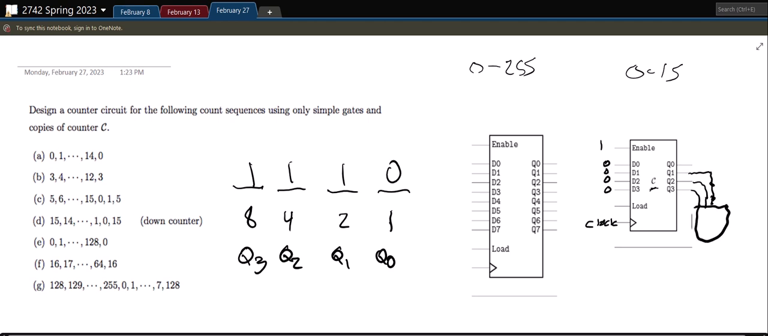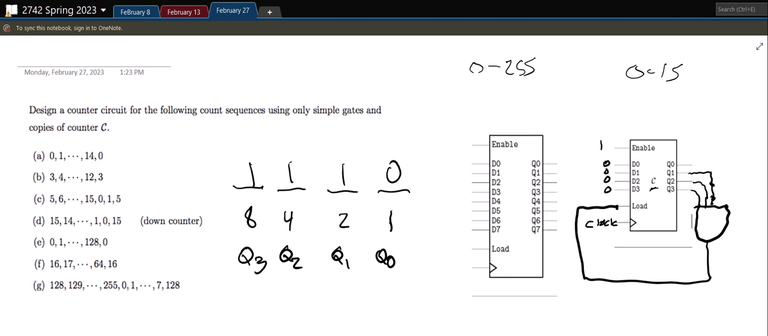So when those are all 1, that means we've gotten to 14, and that means we want to load again. Because when we load, we're going to load 0. So this will count 0, 1, 2, 3, 4, 5, 6, up to 14. And when it gets to 14, that will be when Q1, Q2, Q3 are all 1. And the AND of those will be 1, and so then it'll load. And if Q3, Q2, Q1 are not all 1, the AND is 0, and so it won't load.